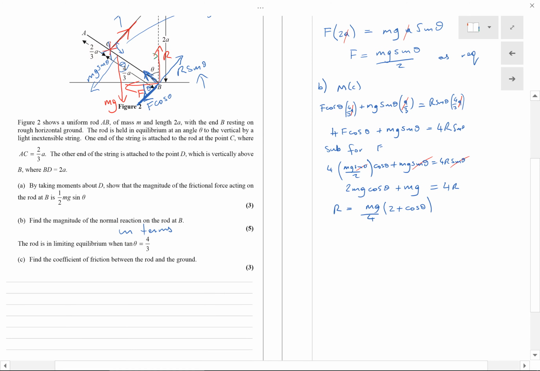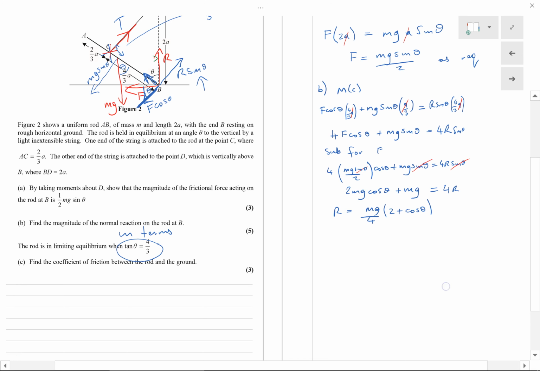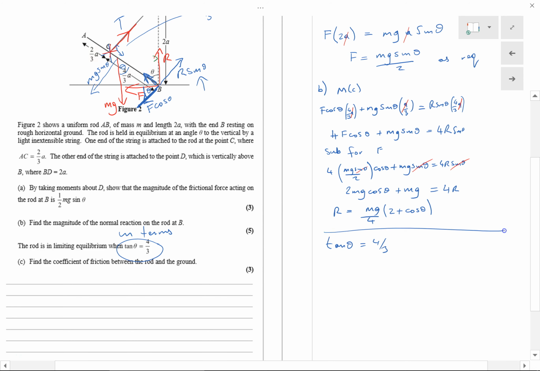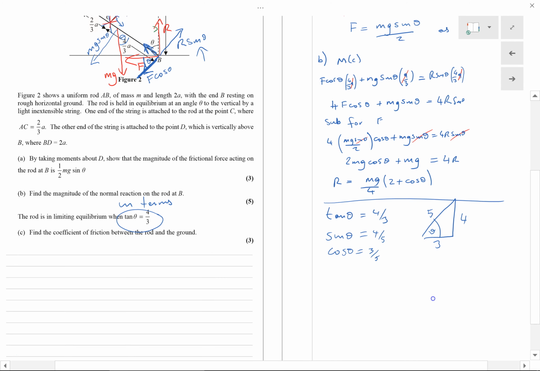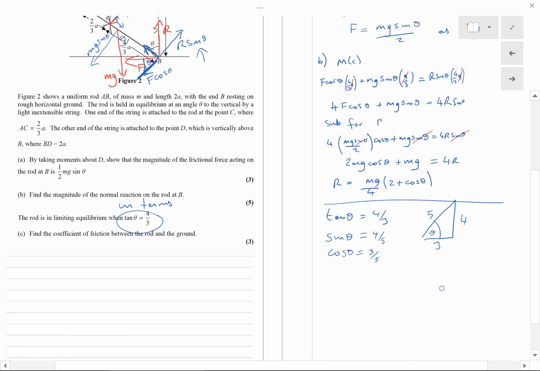So they expect us to kind of see that. Okay. Then the next question says, given it's in limiting equilibrium when tan theta equals 4/3, find the coefficient of friction. Well, we've got tan theta equals 4/3. I'm going to do a bit of work with the angles here. We should easily convert using a 4-3-5 triangle, to sine theta and cos theta, because that means that sine theta is 4/5 and cos theta is equal to 3/5. So that might help us to work out f.